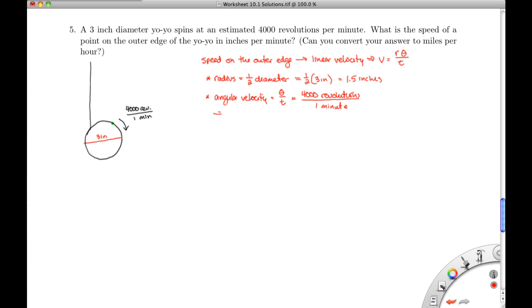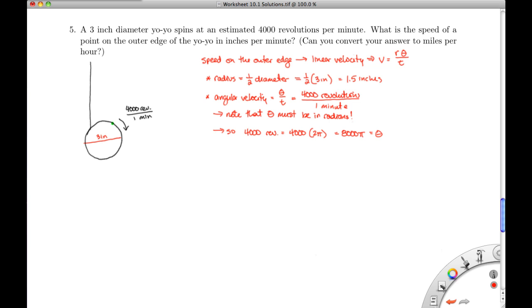So again, we're going to note that theta must be in radians. So this tells us that these 4,000 revolutions are going to be equal to 4,000 times 2 pi, which is going to be equal to 8,000 pi in radians. So that's going to be our theta. That's the number of radians that this yo-yo spins over the course of 1 minute.